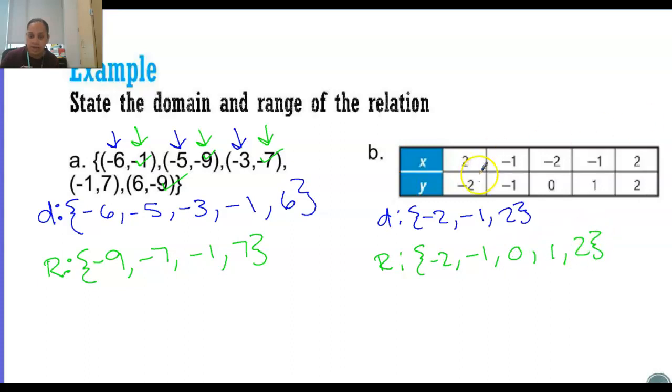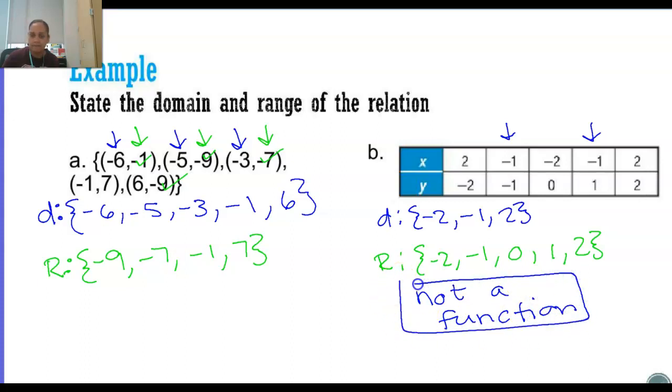Notice that on the domain, I didn't write these duplicates, that -1, how it's written there twice. I only wrote it one time. And how the 2 is written there twice, I only wrote it one time. So just by noticing that these x values repeat, I would want to make a note that this is not a function, because the x values repeat. And then if I'm looking at this one, the x values did not repeat, so this is a function.